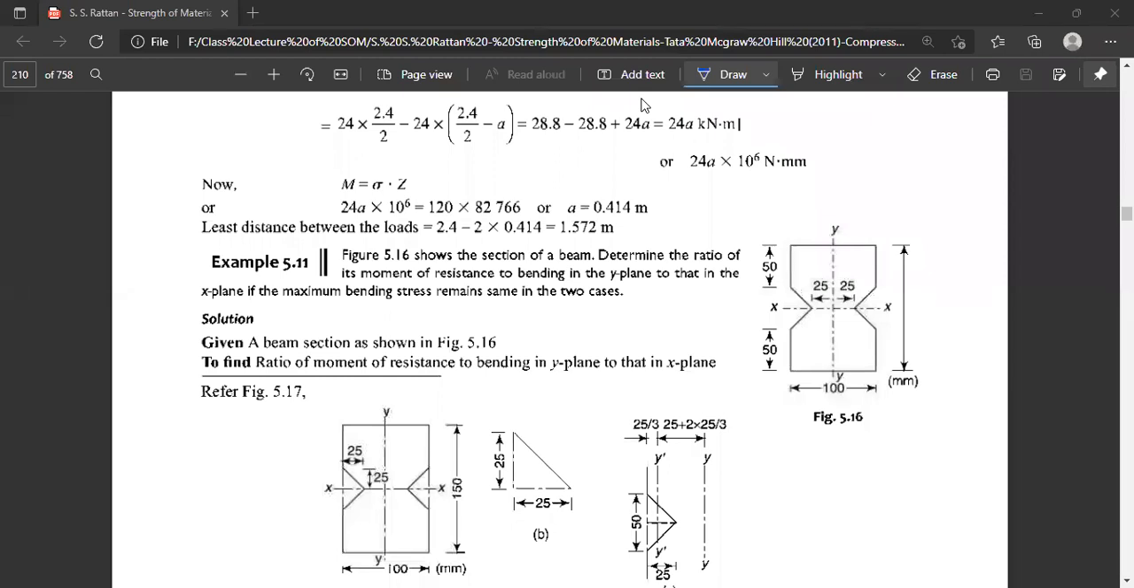So what we are thinking here, first of all, we have to find out the moment of resistance to bending in the y plane as well as the x plane, because we want to know the ratio between these two moments of resistance. And our assumption is the maximum bending stress remains the same in both cases. And moment of resistance, I have discussed it, I am writing it again. It is the maximum moment which can be carried by the given section for a given maximum value of stress. It is the maximum bending moment.